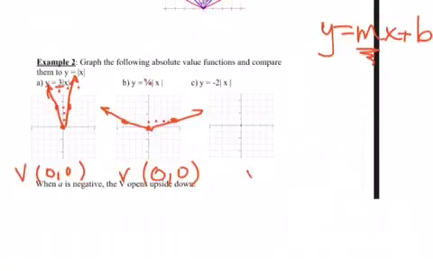And last but not least, negative 2 times the absolute value of x still has a vertex at 0, 0. But now I'm going to go down 2 and to the right and left 1. And I get my graph. So anytime the number out in front is negative, it's going to flip your graph so that it's down instead of up.